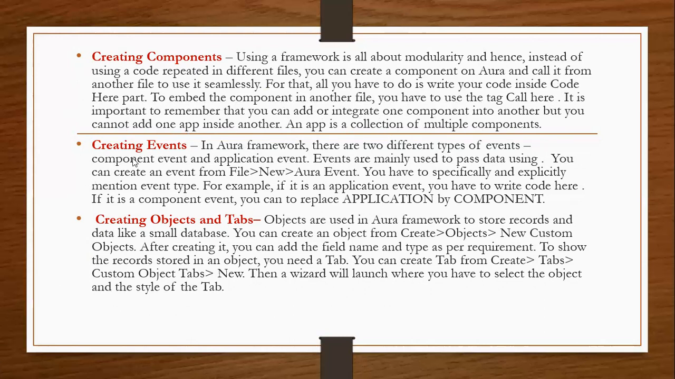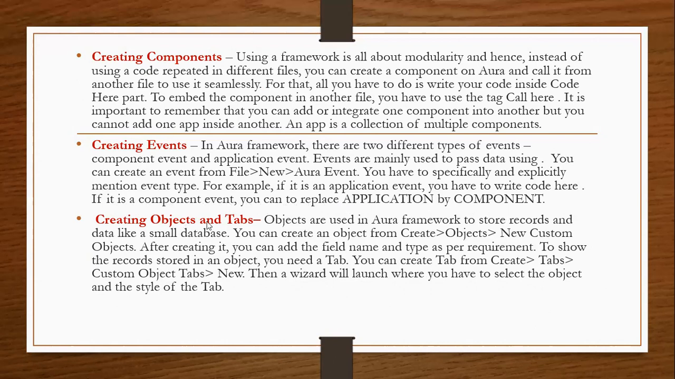Next, creating an event. In the Aura framework, there are two different types of events: component event and application event. Events are mainly used to pass data. You can create an event from the files, new Aura event. You have to specifically mention the event type. For example, if it is an application event, you have to write the code here. If it is a component event, you replace application with component.